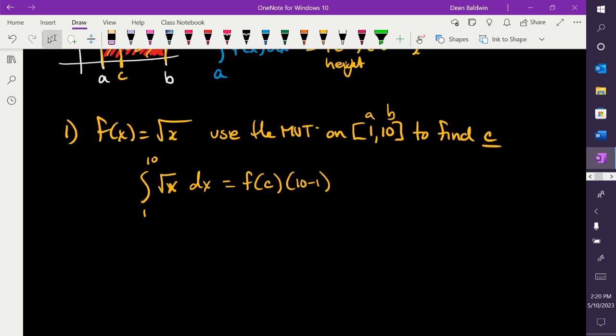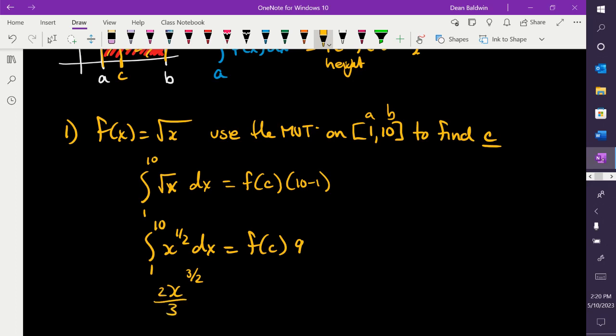So what's the antiderivative of root x? Yeah, so you rewrite it as an exponent, right? Times 9. Okay. x to the 3 over 2, divided by 3 over 2, which is just 2 over 3. Evaluated from 1 to 10, and that equals f of c times 9.